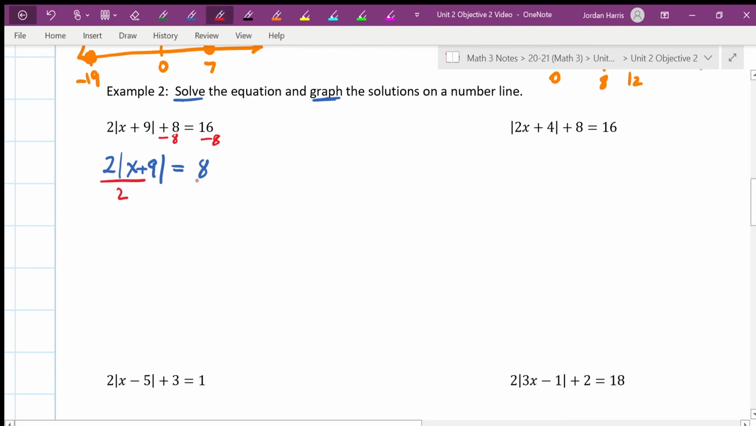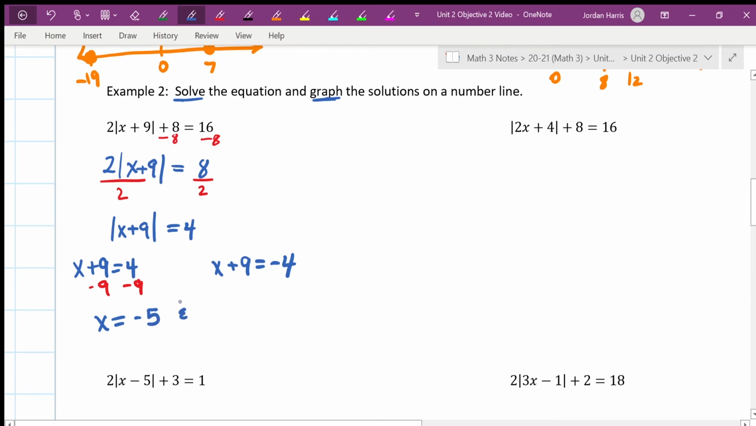Okay, so now I'll divide by 2. Remember, we're getting the thing in the absolute value by itself. And we set up our two equations. X plus 9 equals positive 4, and x plus 9 equals negative 4. Okay, so we subtract. I get x equals negative 5, and I subtract. I get x equals negative 13.